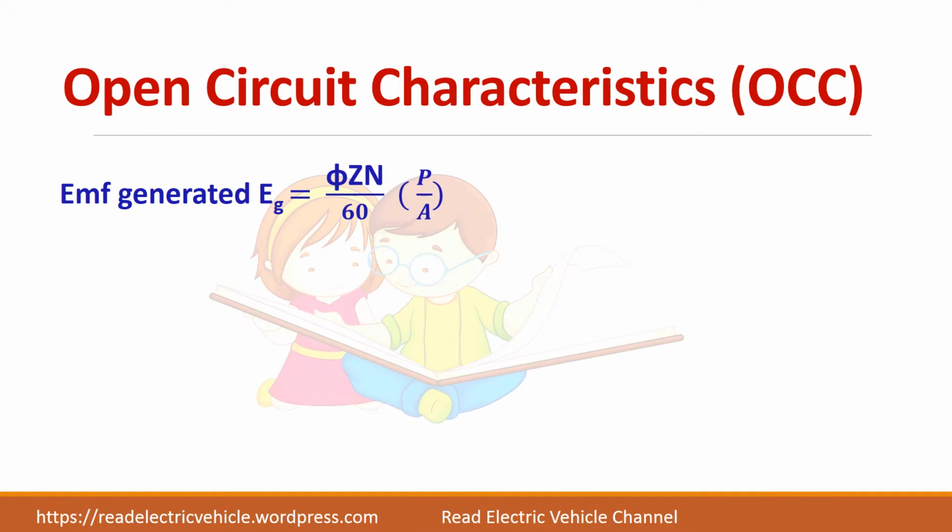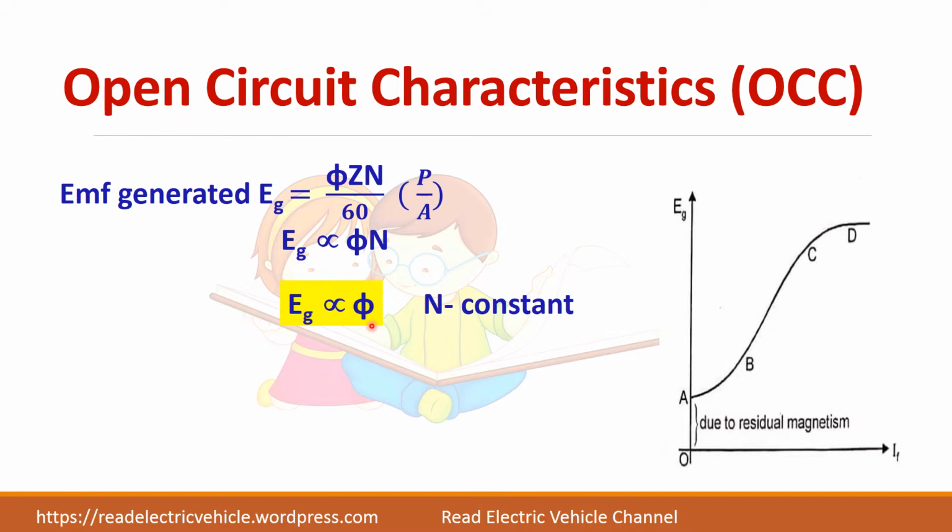Now the generated EMF is given by Eg = φZN/60 × P/A. This equation we have already derived in the previous video. So Eg is directly proportional to flux into speed. Here we have kept the speed constant. So Eg is directly proportional to flux. Flux is nothing but field current, because field current will decide the flux. So Eg is directly proportional to field current. Now we are drawing between this generated EMF and the field current.